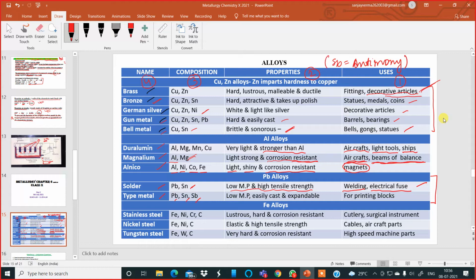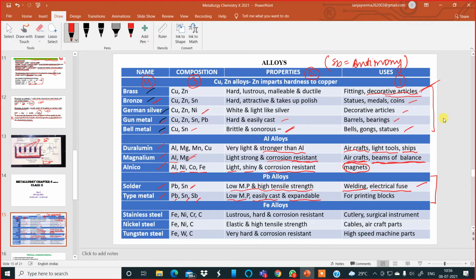SB means antimony. Is that clear? Now this type metal has a low melting point. It is easily cast and it is also expandable. That is why it was used for making printing blocks.